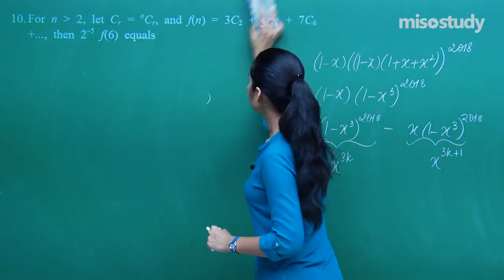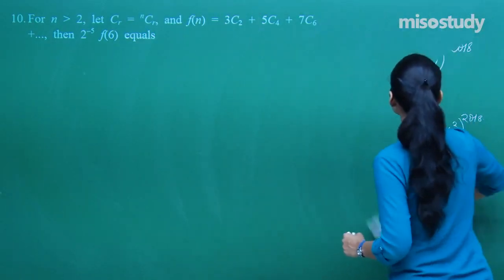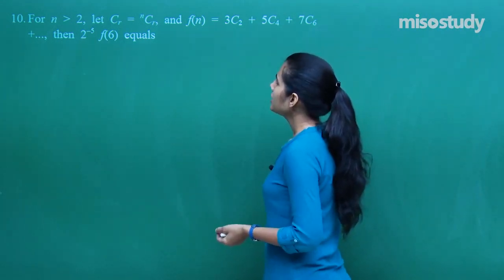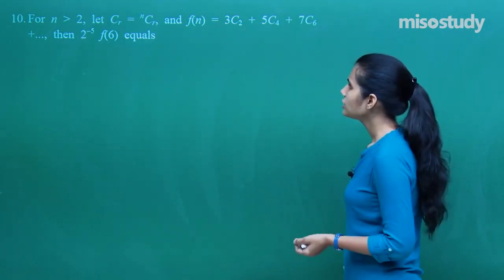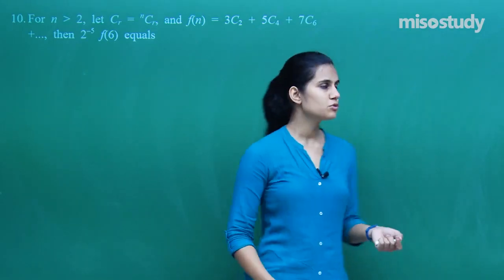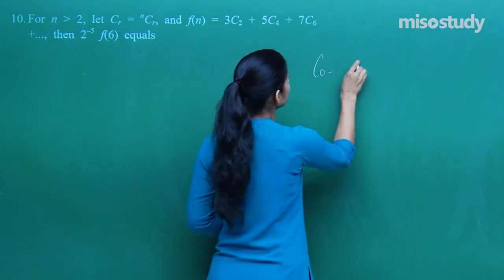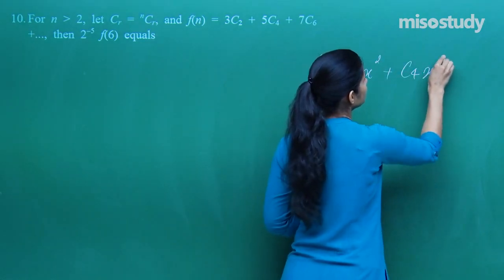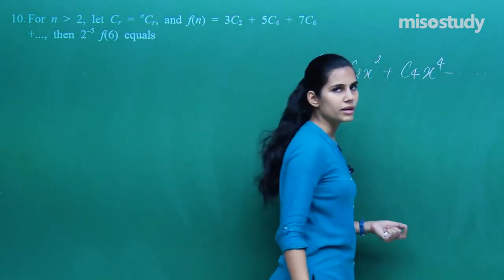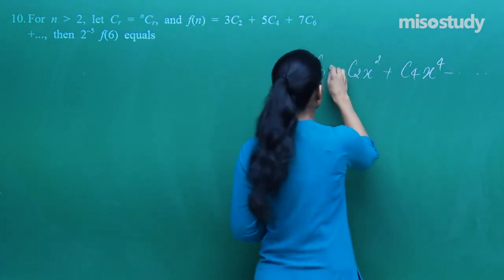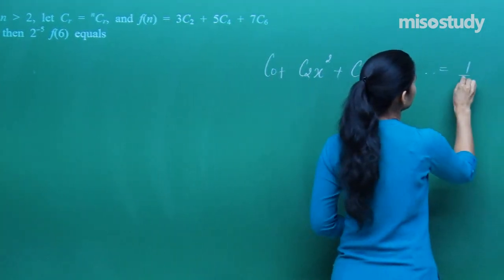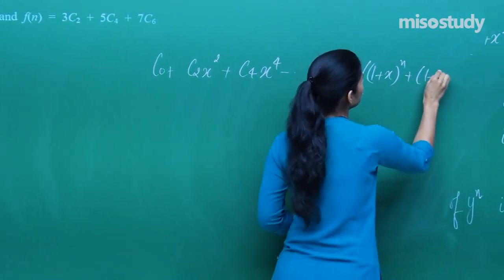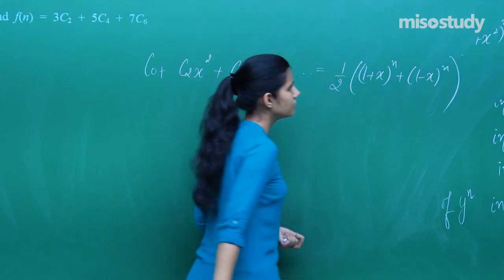After this, what you have? Let's see. For n greater than 2, let C_r be nC_r, F_n is this expression, then 2 to the power minus 5 f of 6 is equal to what? Now you know that C0 minus C2 x square plus C4 x to the power 4 and so on can be written as, okay, so if I take plus only, everything is plus, this is 1 by 2, (1 plus x) whole to the power n plus (1 minus x) whole to the power n.